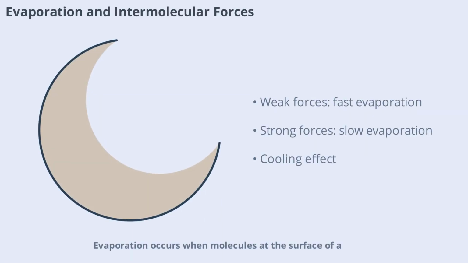Evaporation occurs when molecules at the surface of a liquid gain enough energy to escape into the air. Liquids with weak intermolecular forces like acetone evaporate quickly, while those with strong forces like water evaporate more slowly. This explains why rubbing alcohol feels cool on your skin. It evaporates rapidly, taking heat with it.